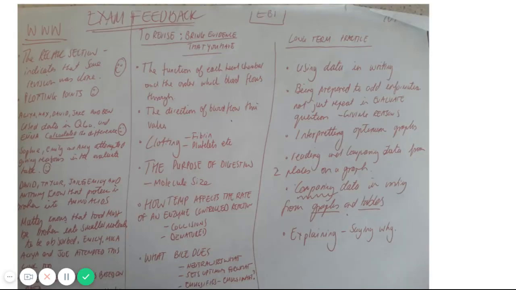These things can be formatted differently. This was taken from some exams that some students had done. So a list of what went well, and then the bit to revise, bring evidence that you have, and this is a list of things I wanted students to go off and respond to. Go and double check these facts and show me your notes. The things on the right hand side, the long-term practice things, are things that I as a teacher was going to do with that class.